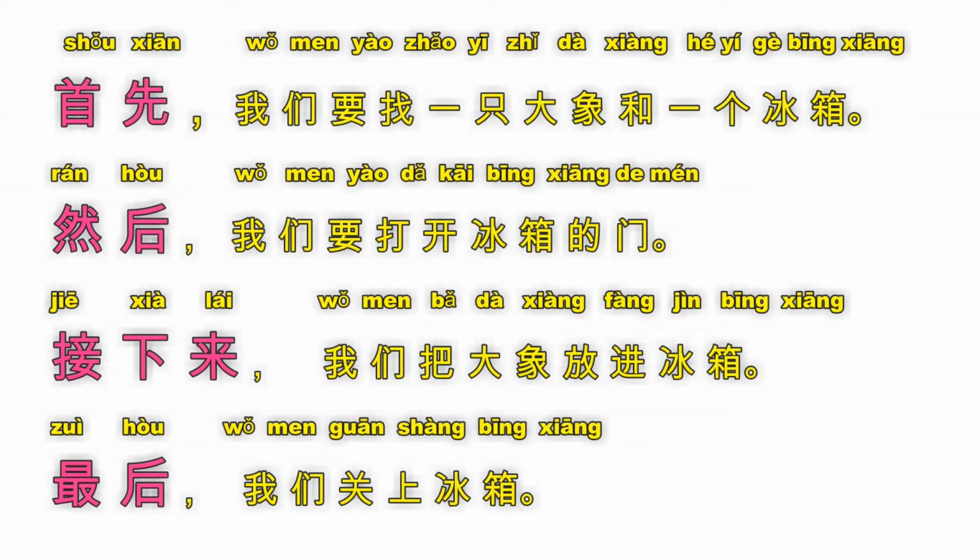首先，我们要找一只大象和一个冰箱。然后，我们要打开冰箱的门。接下来，我们把大象放进冰箱。最后，我们关上冰箱。Notice that 然后 and 接下来 are interchangeable. It won't make much difference to the meaning of a paragraph. You can say 接下来 and then 然后, or 然后 and then 接下来, they're both okay.